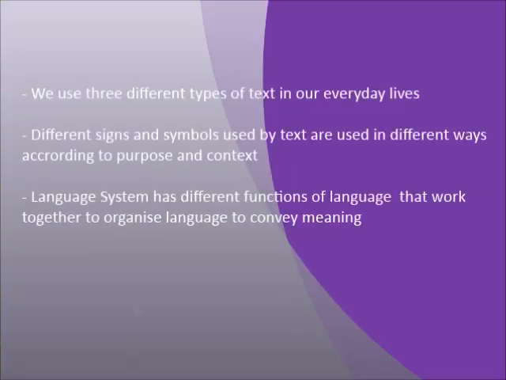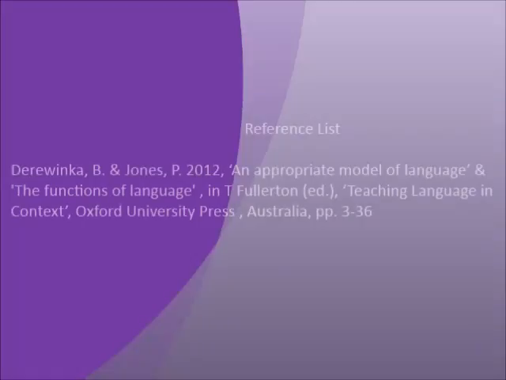In conclusion, my analysis shows an understanding of how text works by describing the 3 different types of text that we use in our everyday lives. Different signs and symbols used by text are used in different ways according to their purpose and context. The language system, also known as a functional model of language, has different functions of language that work together to organise language to convey meaning. Students need to engage with different forms of text as part of their learning.